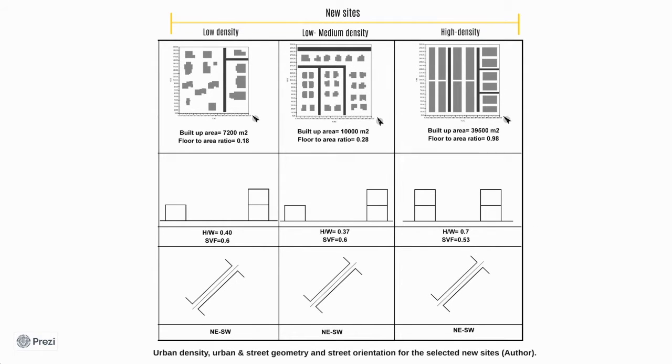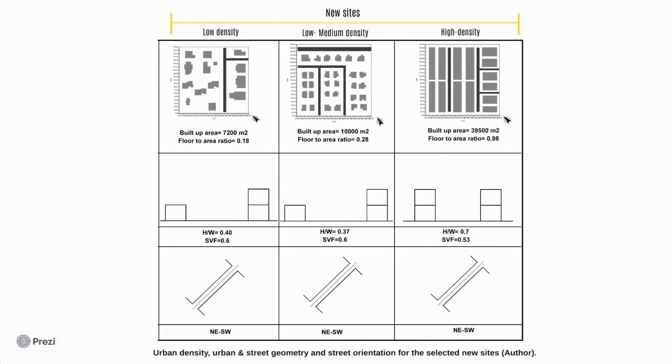Regarding the new sites, the fourth model represents the real configuration of Al Mamzar area in Dubai, which has a detached modern and low density urban form with a total built up area of 7,200 square meters, while the fifth model represents the configuration of Jumeirah district in Dubai, which has a detached modern low to medium density urban form with a total built up area of 10,000 square meters. The last model represents the real configuration of Al Safa area in Dubai, which has an attached modern and high density urban form with a total built up area of 39,500 square meters.